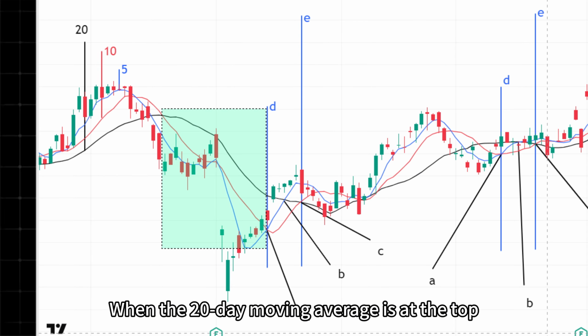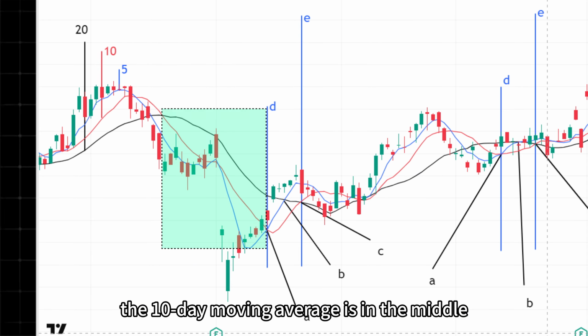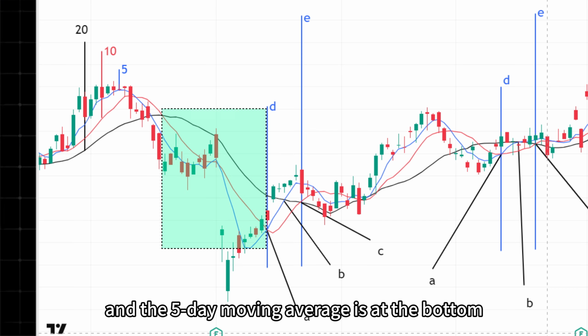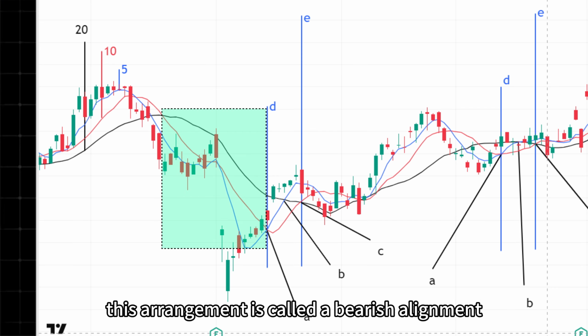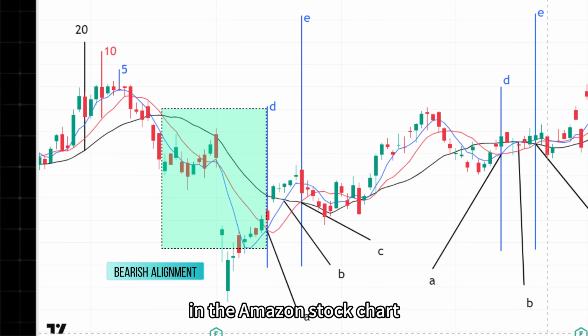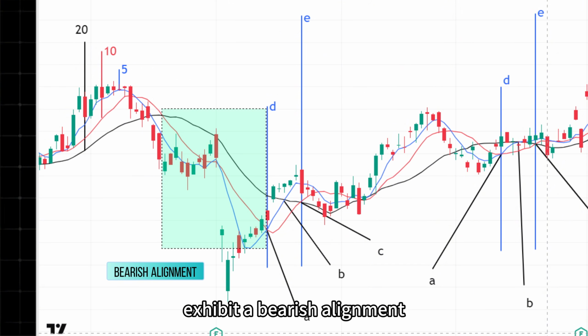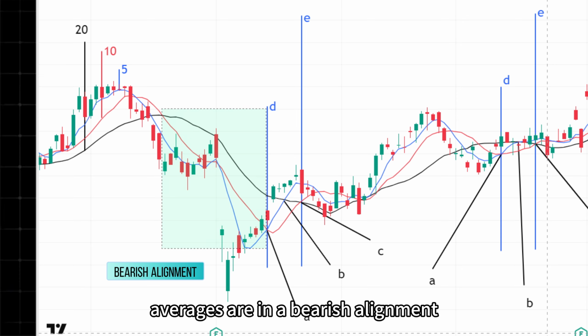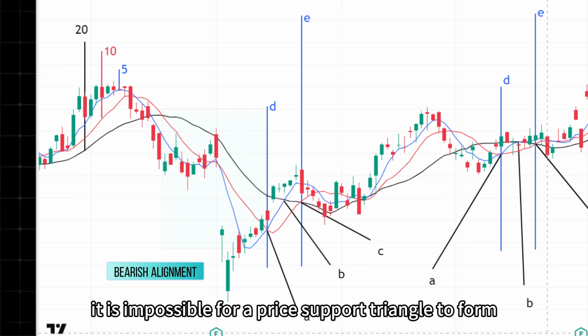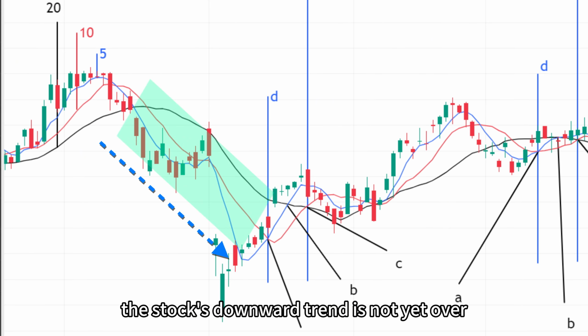When the 20-day moving average is at the top, the 10-day moving average is in the middle, and the 5-day moving average is at the bottom, this arrangement is called a bearish alignment. In the Amazon stock chart, the moving averages before line segment D exhibit a bearish alignment. As long as the moving averages are in a bearish alignment, it is impossible for a price support triangle to form. Without such a triangle, the stock's downward trend is not yet over.